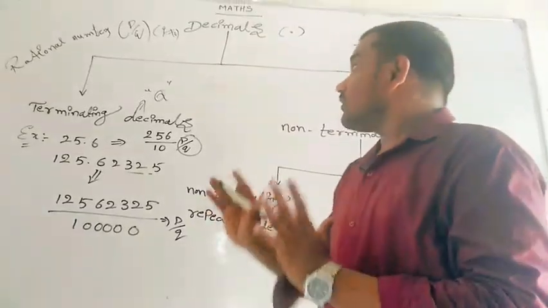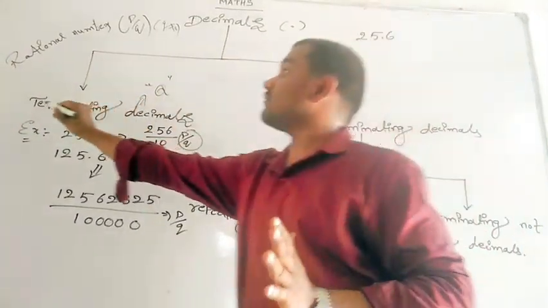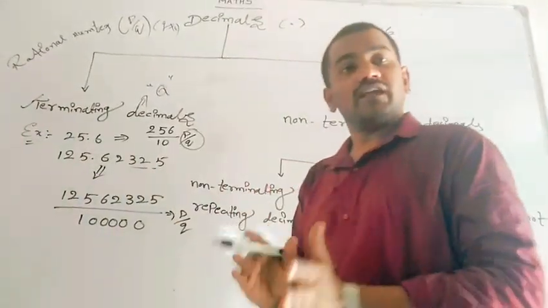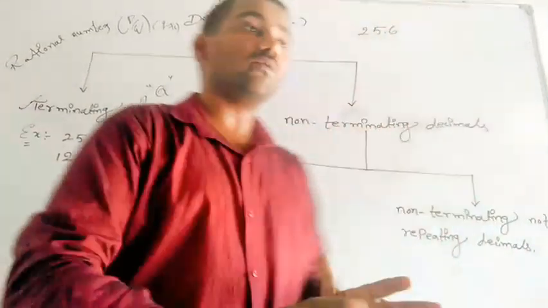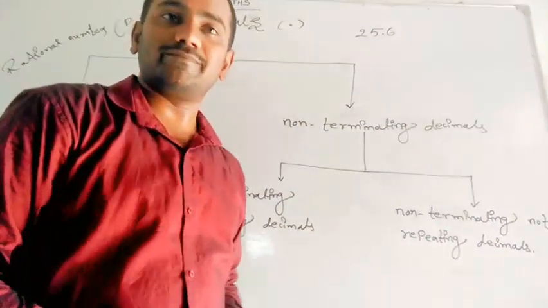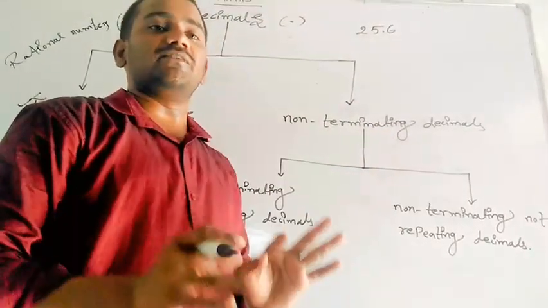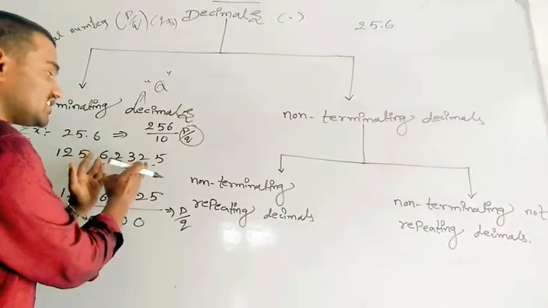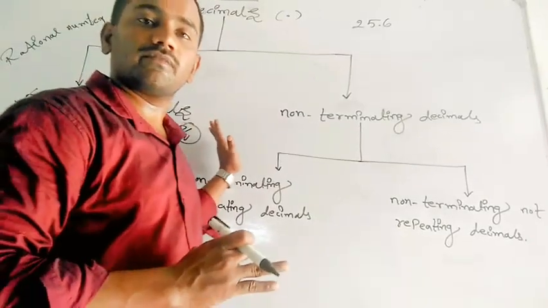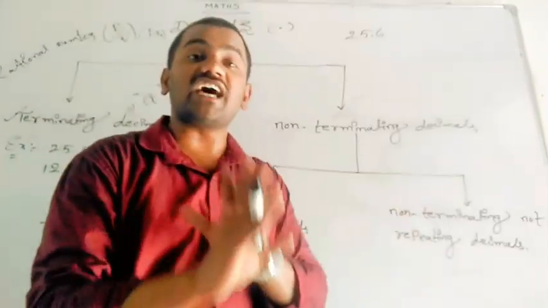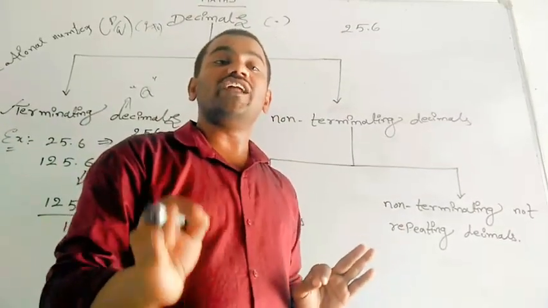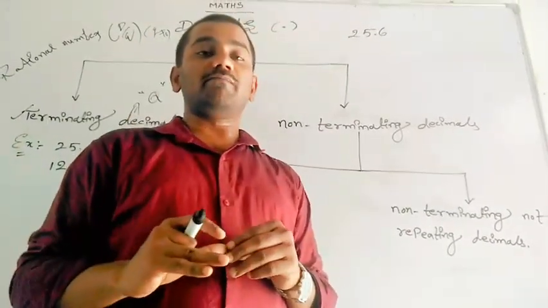So, in decimals, we have learned about terminating decimal numbers. If the number of decimal digits is countable, it is known as a terminating decimal number. Then what are non-terminating decimal numbers? It is simple. If the number of decimal digits is countable, then it is a terminating decimal number. If the number of decimal digits is uncountable, it is known as a non-terminating decimal number.